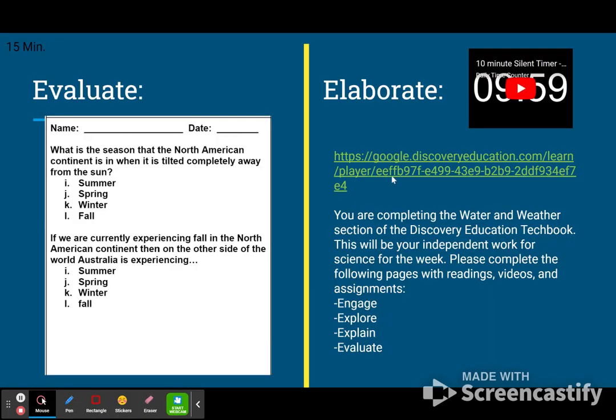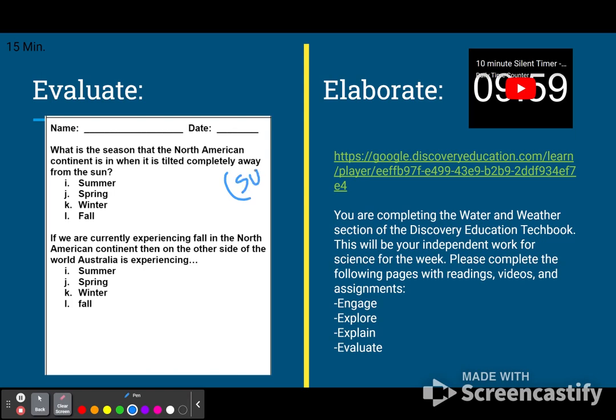Let's take a look at these practice questions, and all this will also be linked in your Discovery Ed, in your Canvas assignment to go to Discovery Ed. So practice question number 1, what is the season that the North American continent is in when it's tilted completely away from the sun? So let's draw a picture to help us.